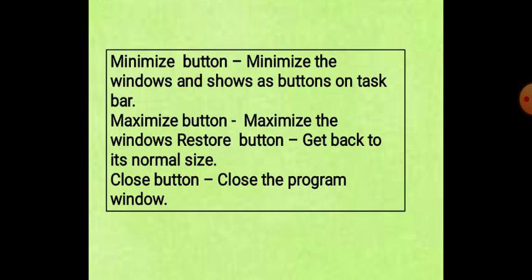Next is a close button. If you want to close your program completely, you don't have any work or you want to close it, then simply click on a close button. So children, now we have understood the basic parts of the Word window.